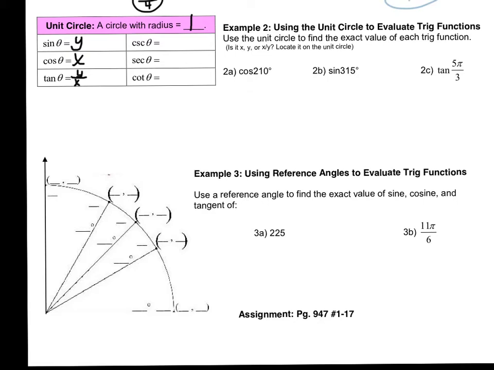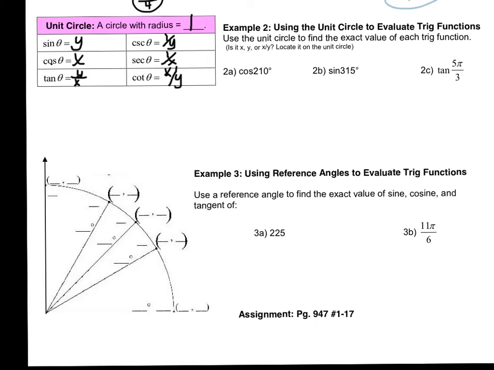You also need to know the reciprocals of each of those trig functions. So cosecant is the reciprocal of sine. So instead of just y over 1, it's going to be 1 over y. The reciprocal of cosine is secant, so it will be 1 over x. And the reciprocal of tangent is cotangent, so it's going to be the x on top of the y.